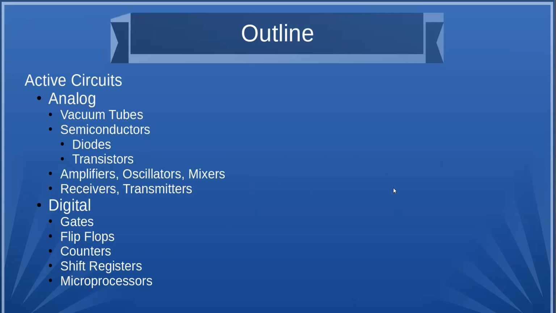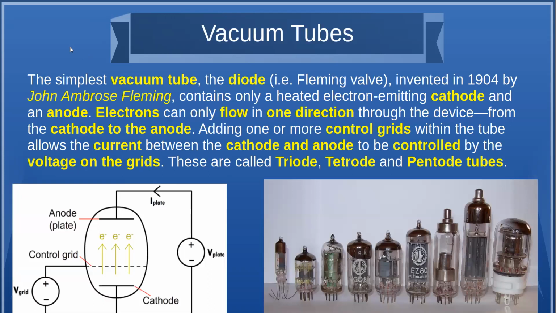We're going to go through active circuits, analog, and then digital. And I also have a little addendum I did at the end, of stuff that I didn't remember to talk about in part one. So let's see how it goes.